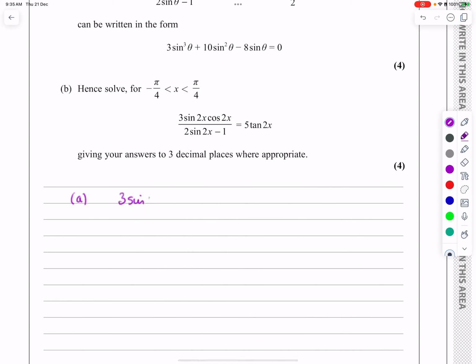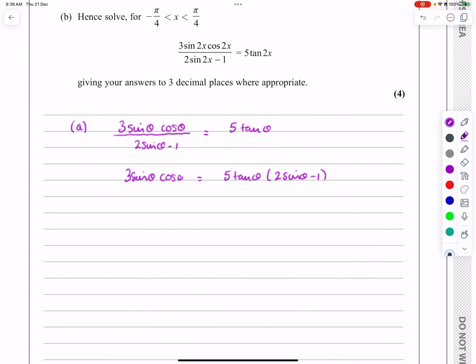If you're not sure where to start, which I wouldn't blame you over, let's have a look at the function. The first thing that I would do then, if it wasn't immediately obvious what to do, so 2 sine theta minus 1 is equal to 5 tan theta. Now you could just change this straight away to sine over cos, one of our identities, but what I'd probably do first of all is to just at least get rid of the fraction. So multiply everything by 2 sine theta minus 1. So we get 3 sine theta cos theta is equal to 5 tan theta times 2 sine theta minus 1.